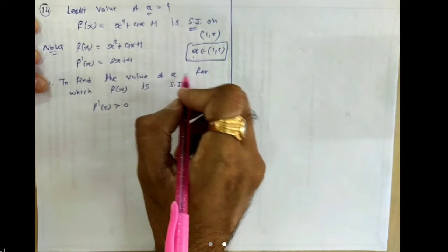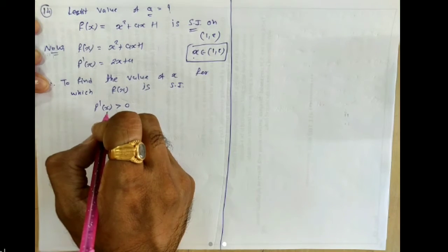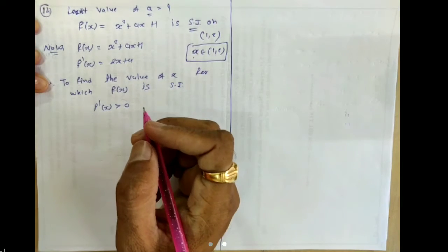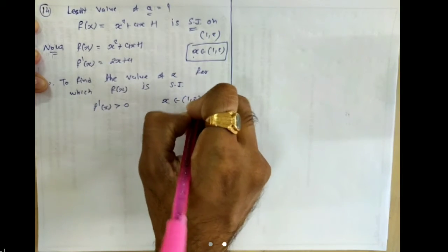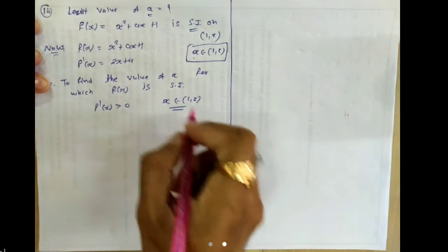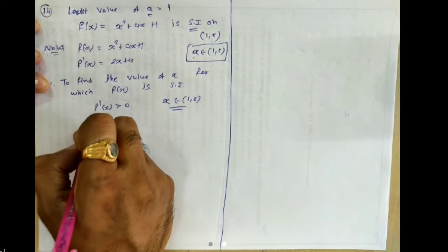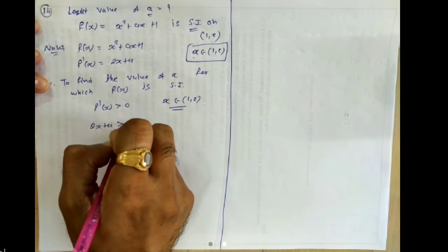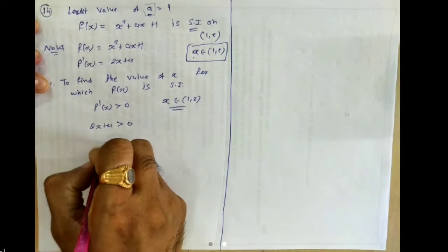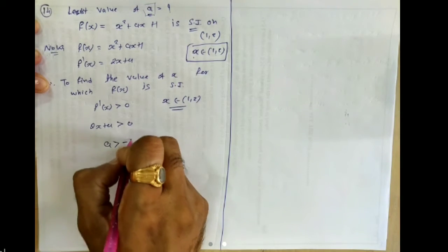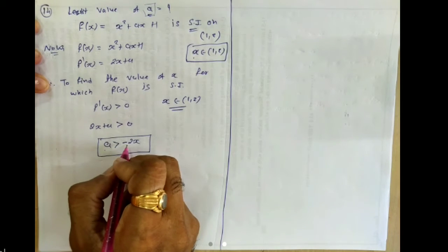To find the value of x for which f of x is strictly increasing function, f of x will be strictly increasing function when f dash x is greater than 0. Done? And the condition is our x must belong to the open interval 1 to 2. That is the condition which is given in our question. So what is f dash x? That is 2x plus a greater than 0. We have to find the value of a, the least value of a. So a must be greater than, taking this 2x on the right hand side, a must be greater than minus 2x.